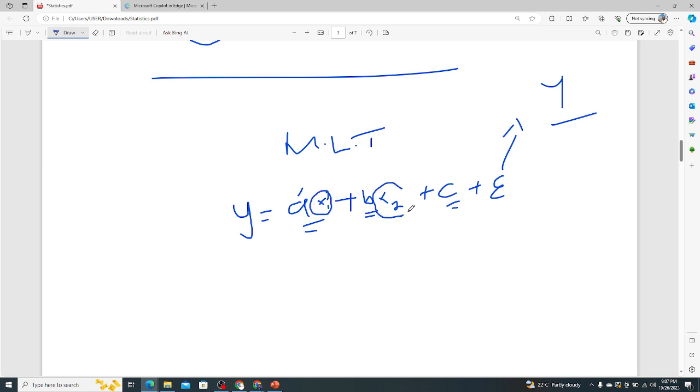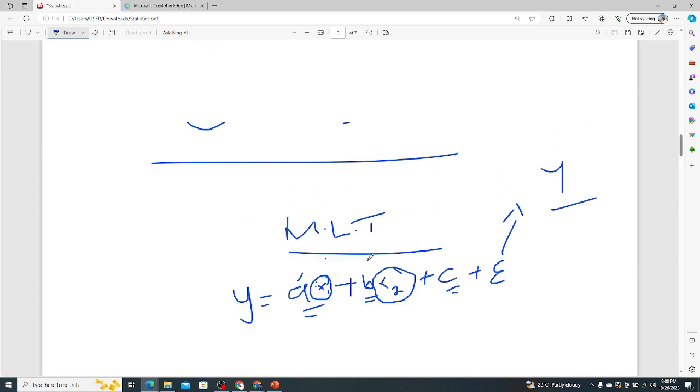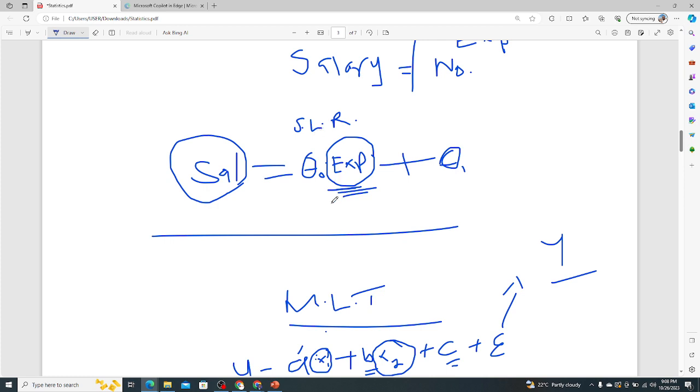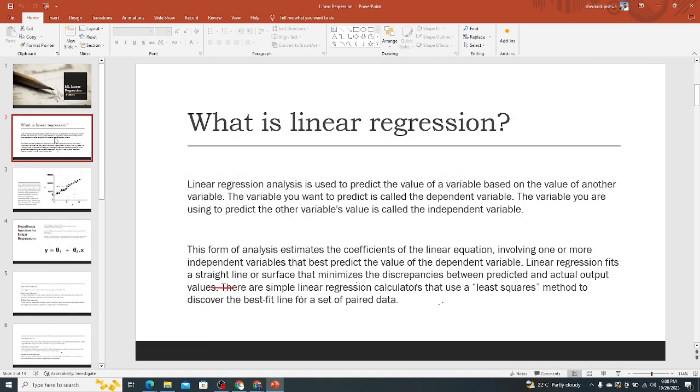So our point of focus is on the number of independent variables. If we have more than one independent variable in your regression, then that becomes a multiple linear regression. If you have one independent variable in your regression analysis, then that becomes a simple linear regression. Good. Now let's go to the notes.